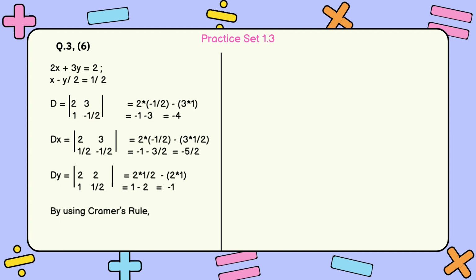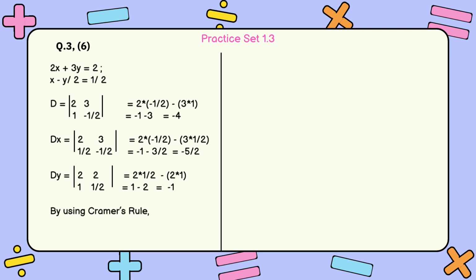And to find the value of Dy, we replace the values of coefficient of y with the values of constant. And in this solution, we get 2 into 1 upon 2 minus 2 into 1. So our solution is 1 minus 2, which is minus 1.